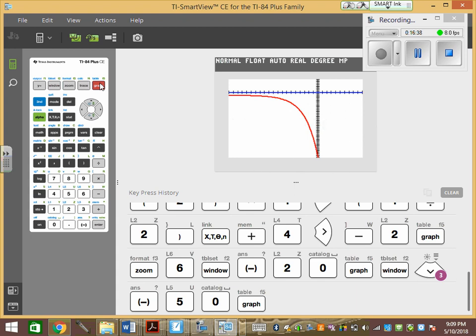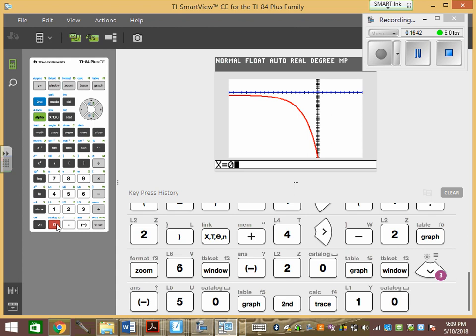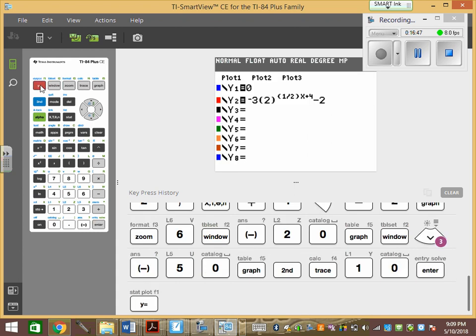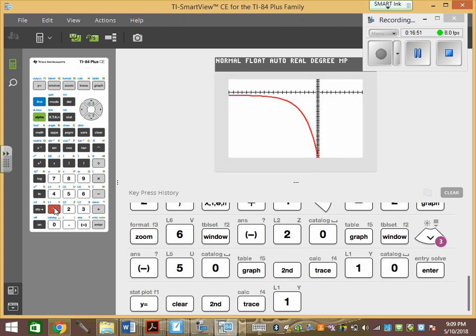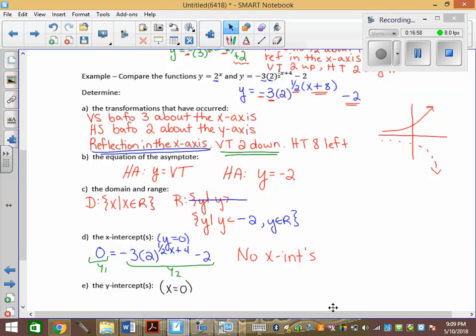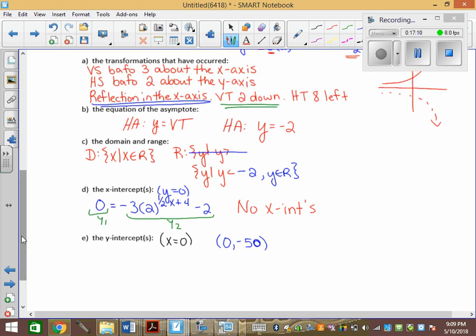So it's crossing here. So we just do second trace value because we know what x is. It's 0. And, oh, it's showing me my blue one. I need to take that one out. Second trace value, 0. And I get negative 50. So this is going to get 0 and negative 50. And logs will help us solve this stuff algebraically instead of with our calculators.